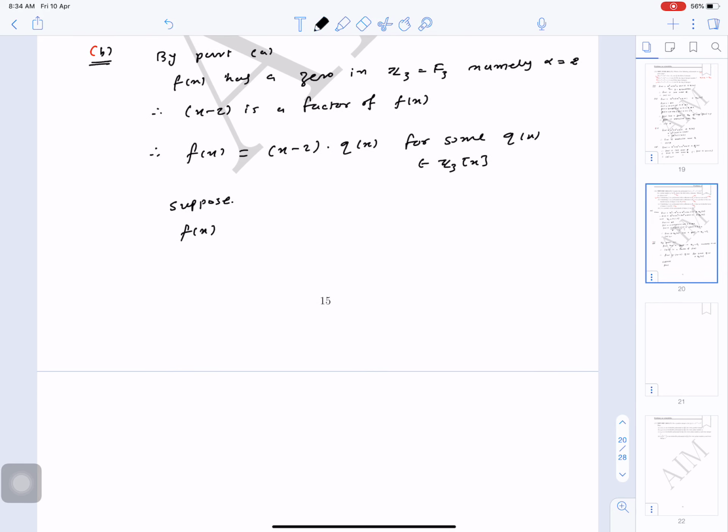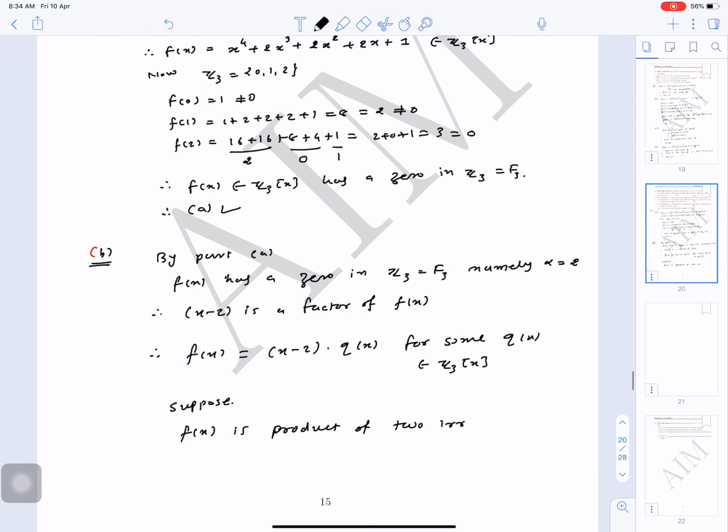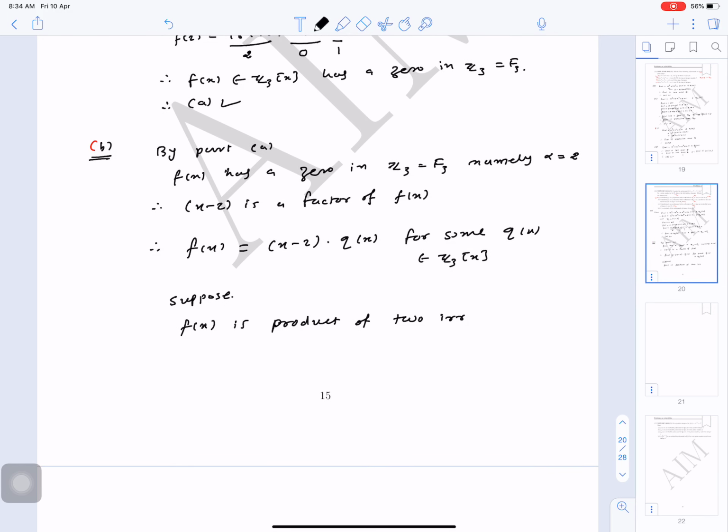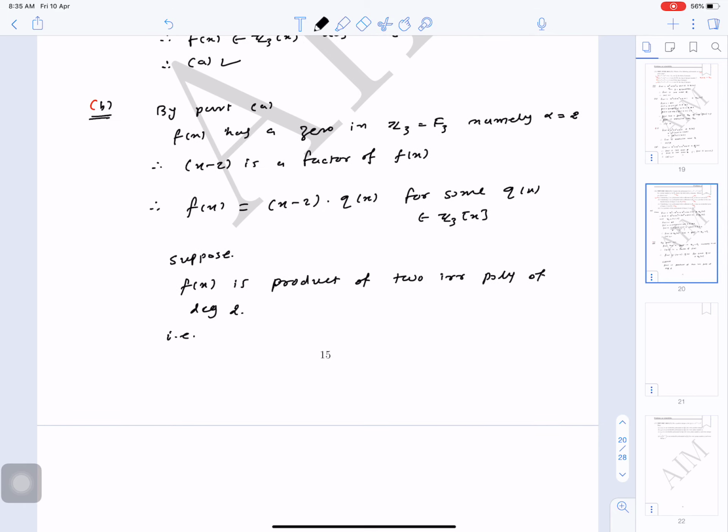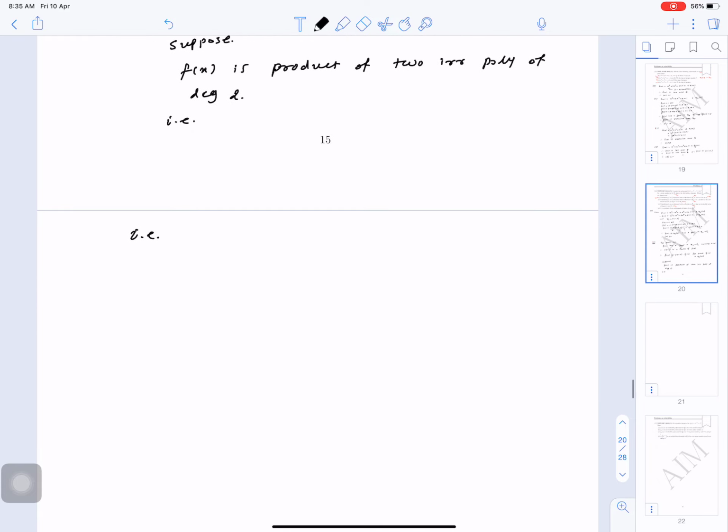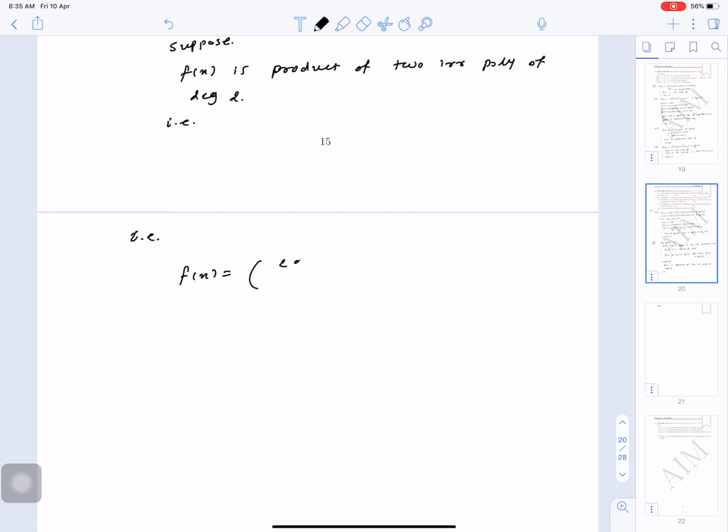Now suppose f(x) is a product of two irreducible polynomials of degree 2, that is f(x) is equal to a degree 2 polynomial times a degree 2 polynomial, and say this is g(x), and this is say h(x).